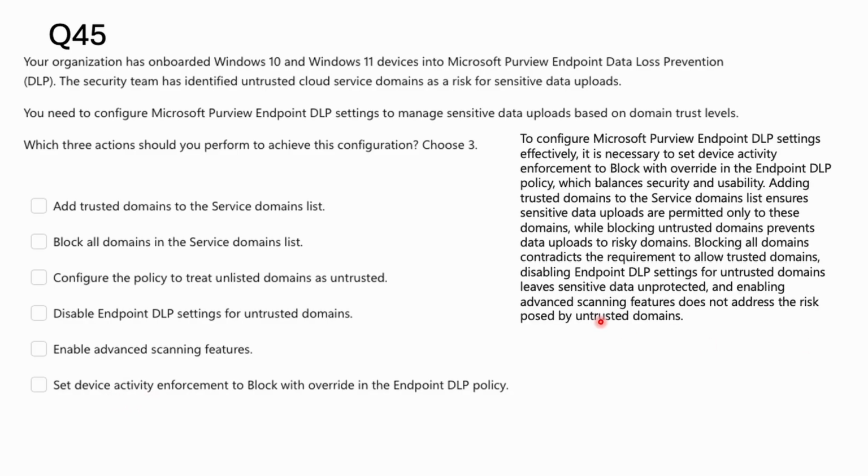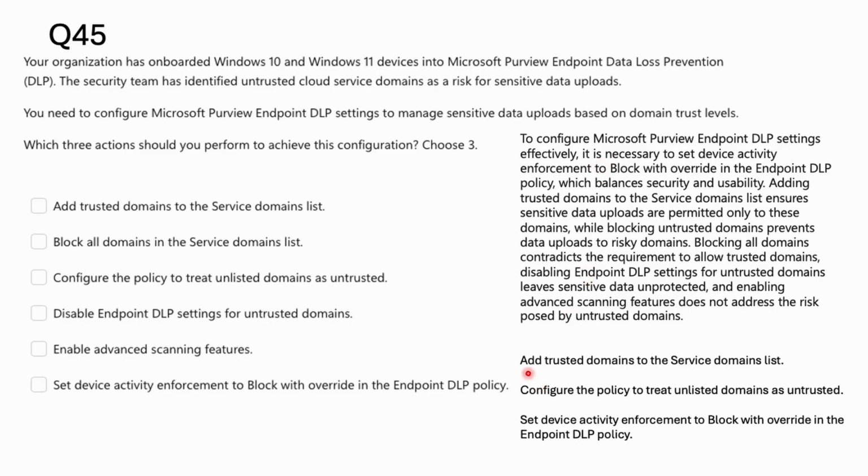So let's see what Microsoft says about that. This is the reference. I took it from the Microsoft side, and it says to configure Microsoft Purview endpoint DLP settings, enforcement block override DLP policy, for risky domains, untrusted domains. So this reference also says that point. If you read it, you will get to know. Add trusted domains to the service domain list. As we discussed, configure the policy to treat unlisted domains as untrusted. And the third one, set the device activity. That's going to be the right one.